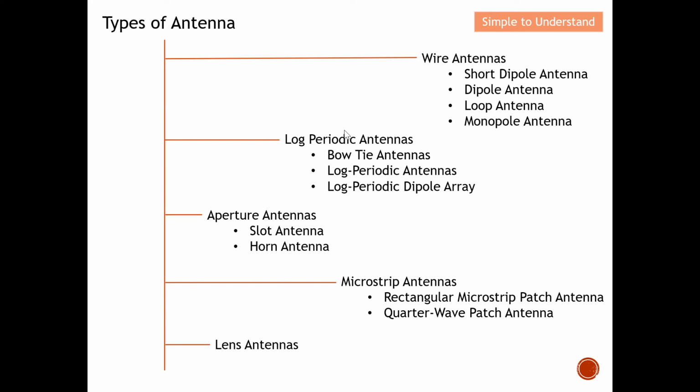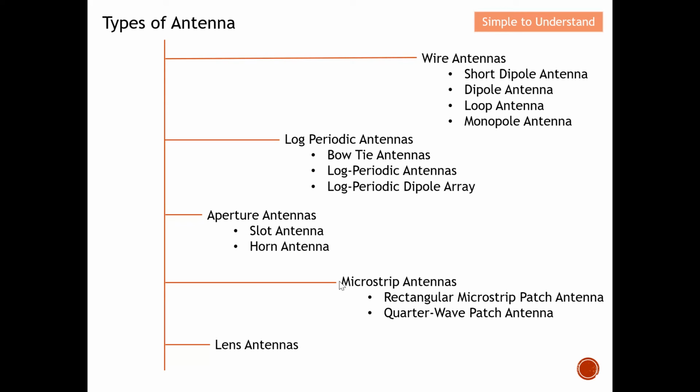As for log periodic antenna, we have the bow tie antenna. It gets this name because the antenna actually looks like a bow tie, hence it is called a bow tie antenna. I'm also going to explain the key difference between log periodic antenna and log periodic dipole array. Basically, this will be discussed in this video. As for aperture, it means that I have a so-called opening so that the signal can be radiated out. In short, under aperture antenna, we have the slot antenna and also the horn antenna.